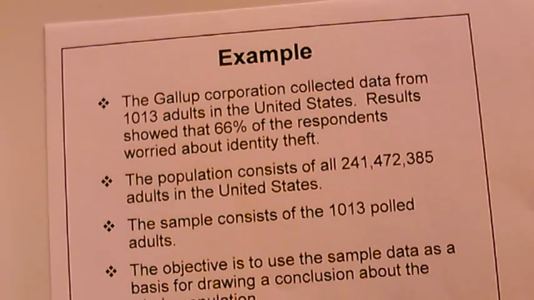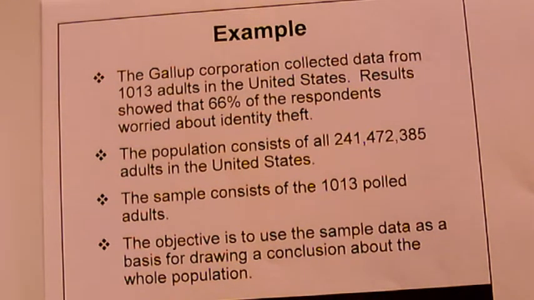In this case, the Gallup Corporation collected data from 1,013 adults in the United States. Results show that 66% of the respondents worried about identity theft. So in this case, our population consisted of all 241,472,385 adults in the United States. That's our population, all the adults in the United States. Our sample consists of 1,013 polled adults. That sample is just a representation of the entire population.